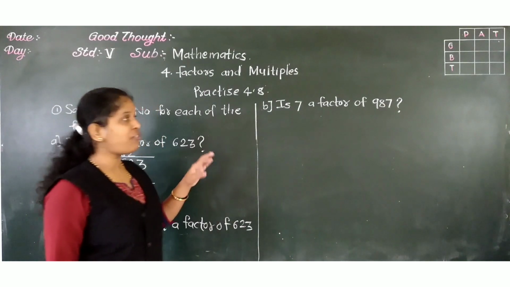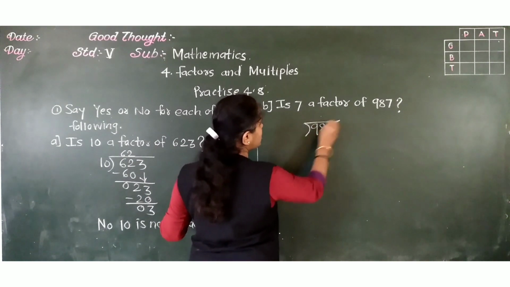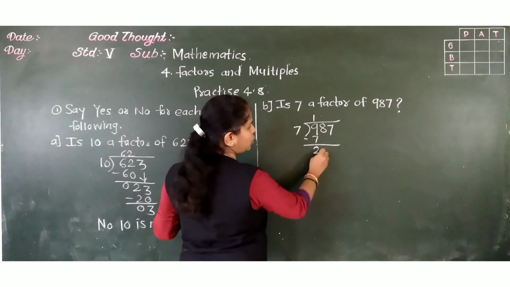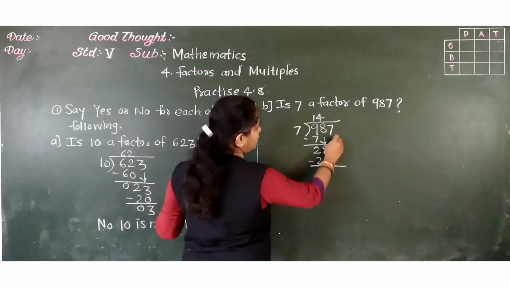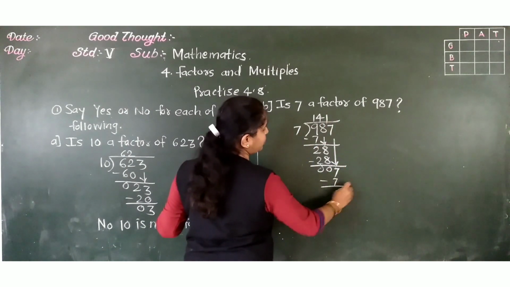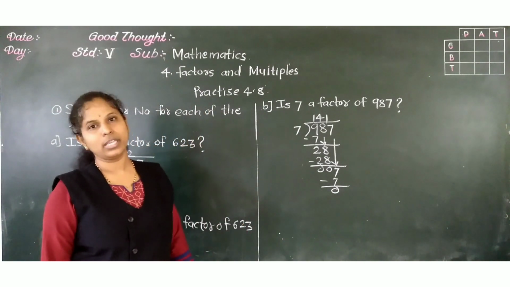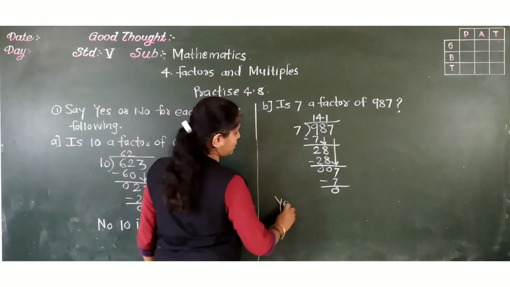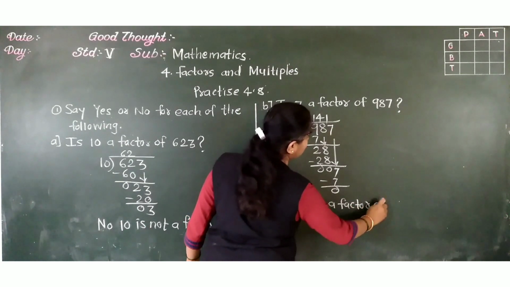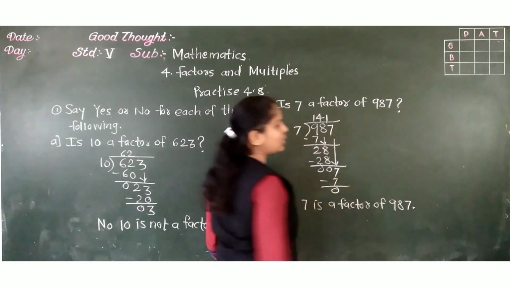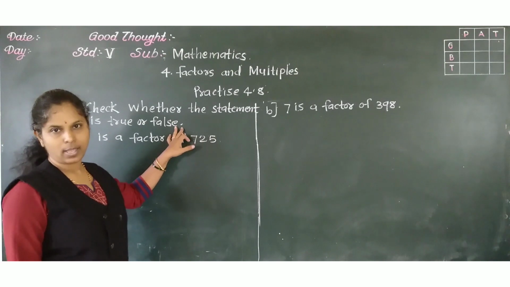Okay. Is 7 a factor of 987? Find out. Divide 987 by 7. 7 ones are 7. Take 8 down. 7 fours are 28. Remaining 7, and 7 ones are 7. Okay. Now look at this. What is the remainder? 0. So yes, 7 is a factor of 987.